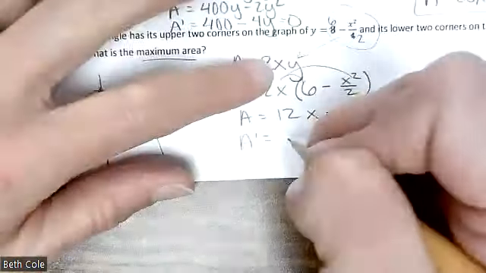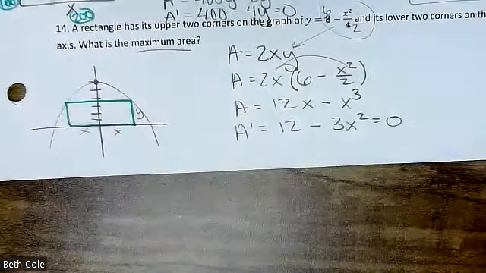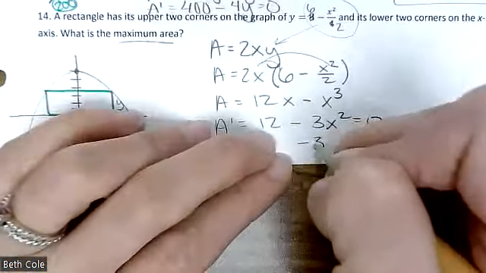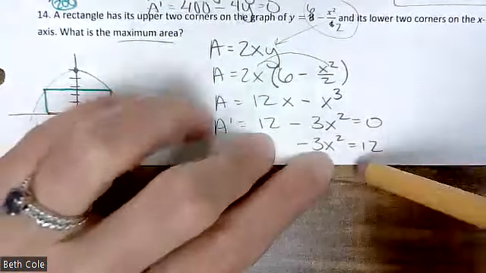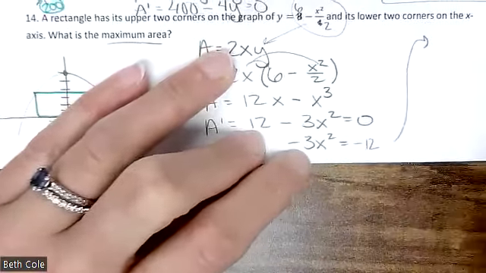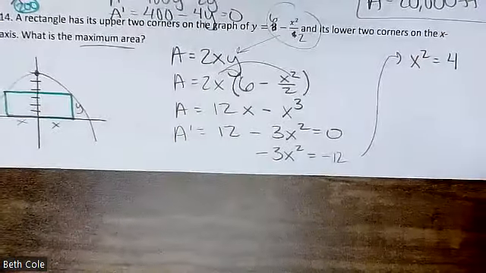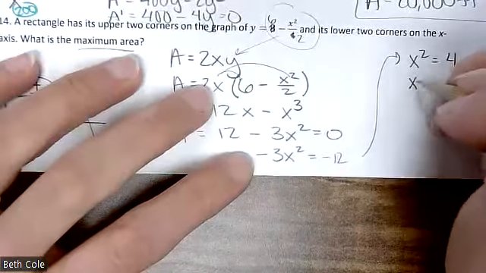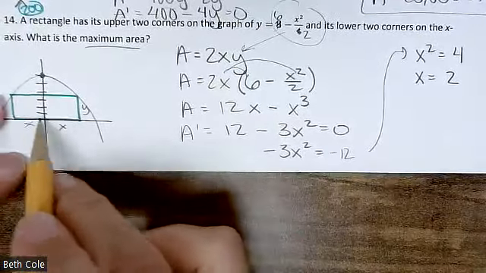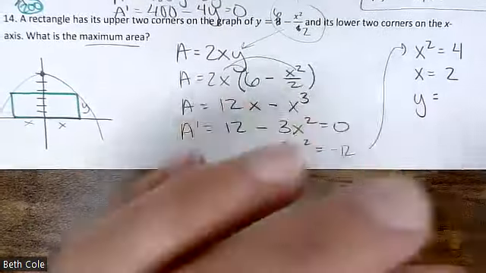All right, the derivative would be 12 minus 3x squared. And then just keep going. From here on out, it's algebra. You would subtract the 12, that'll be -12, and then divide by -3. So what's X? 2. If you're wondering about plus and minus 2, well, we're talking about distance here. I guess you could say -2 went that way, but X is 2.